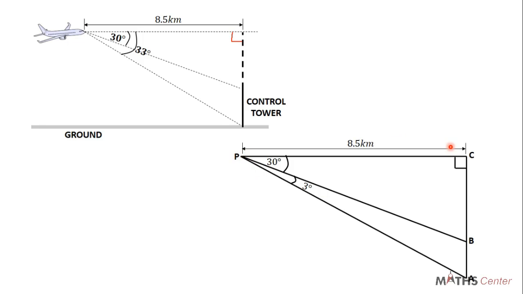From P to C, as you can see from the diagram, is 8.5 kilometers. So you have been able to represent this information on this right angle triangle. The question says that we should calculate the shortest distance between the pilot and the foot of the control tower. We will learn how to do that in the next video.